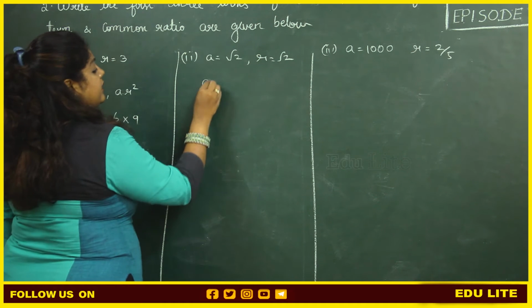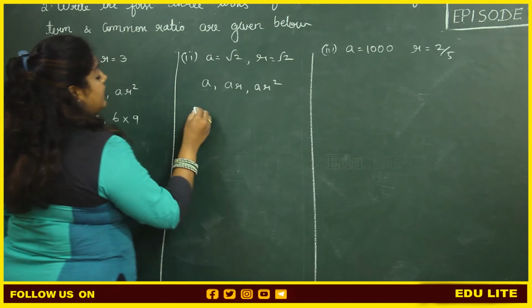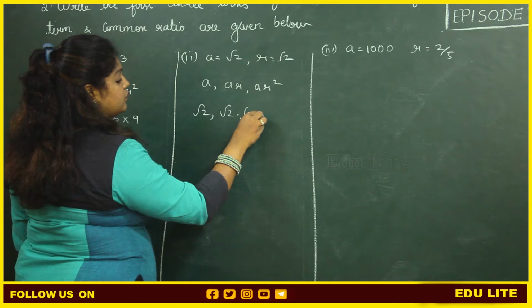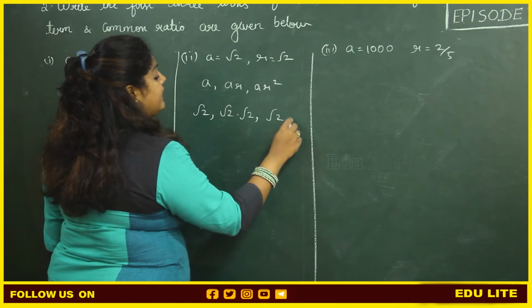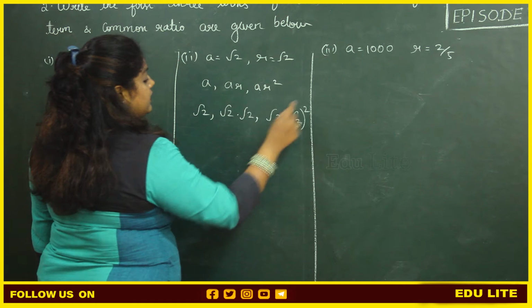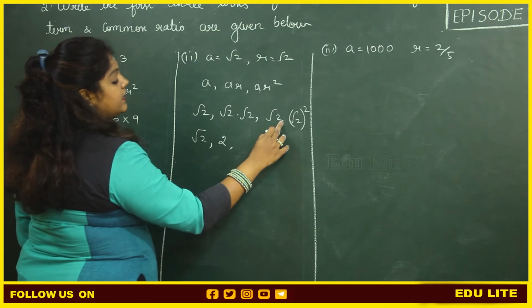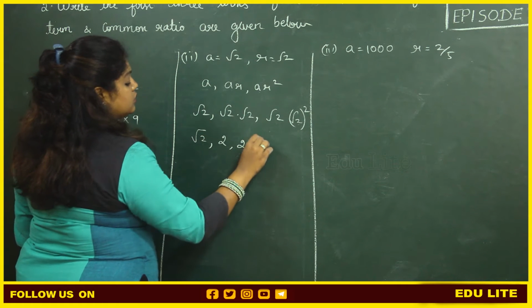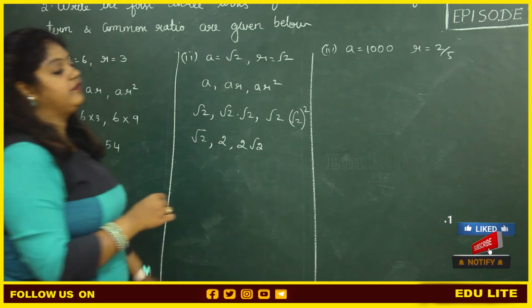And moving on to the second one, the first 3 terms are A, AR, AR square. A value is root 2, R value is also root 2. And for the third term, A value is root 2, R value is root 2 square. So root 2 into root 2 will become 2. Here root 2 into 2 will become 2 root 2. So these are the first 3 terms of the GP for the given values of A and R.